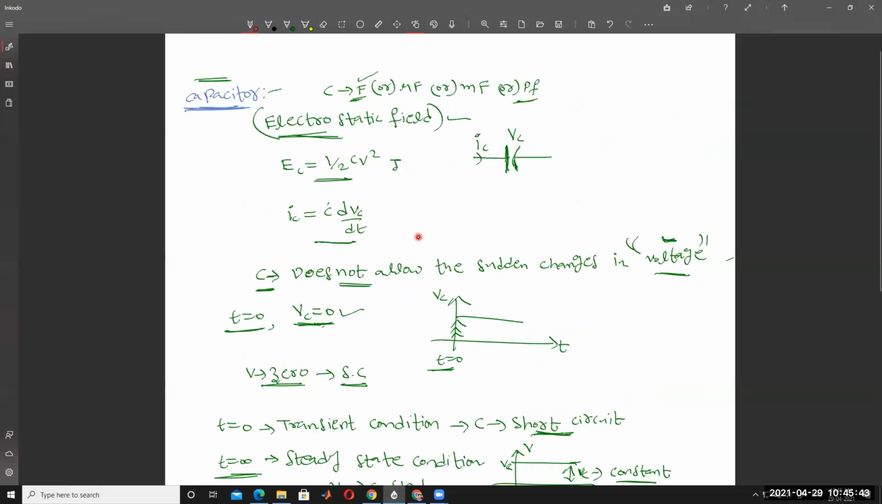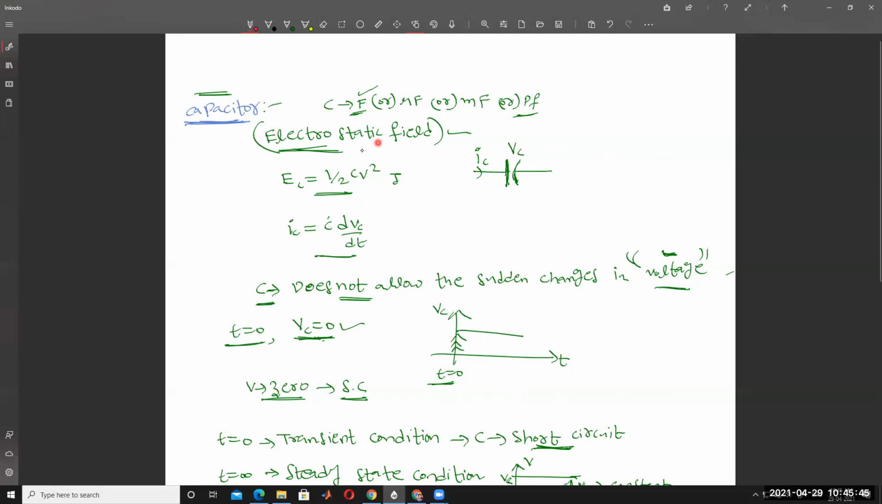A capacitor stores energy in the form of an electrostatic field. So that's why the capacitor can be used as a battery. If a number of capacitors are connected in series and parallel, it will act as a battery. The energy stored in a capacitor is called the electrostatic field.